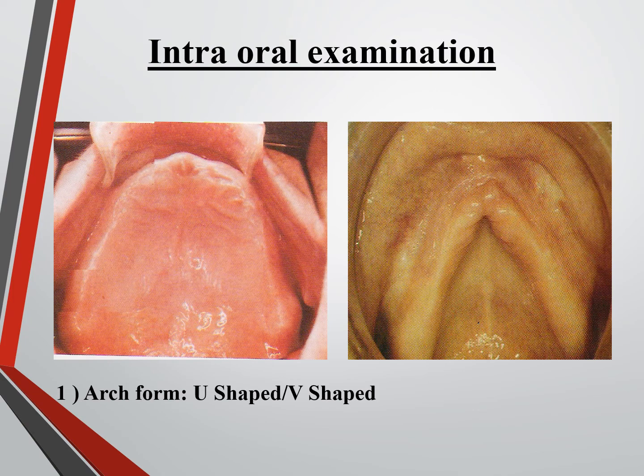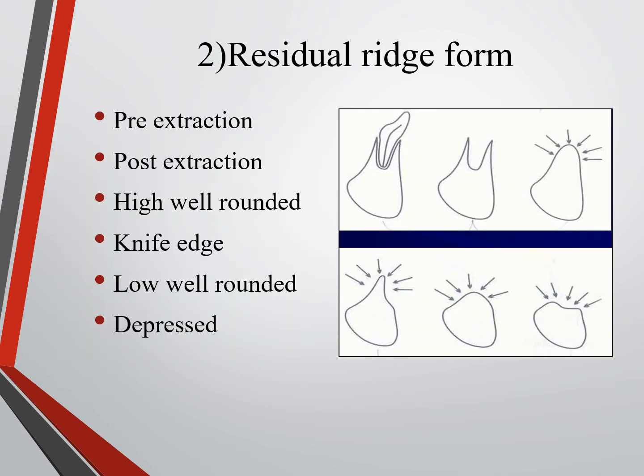Then in your intraoral examination, you have the maxilla and the mandible. The maxilla is a U-shaped arch, and the mandible is a V-shaped arch. Intraorally, this is how a completely edentulous patient's residual ridge looks. Then, according to a very famous author, Atwood, there is a classification that he has given: the residual ridge form.